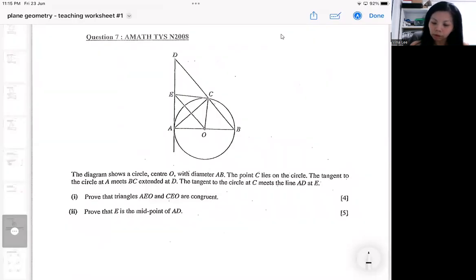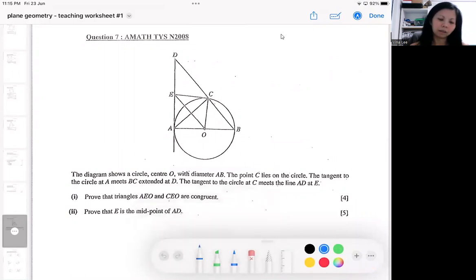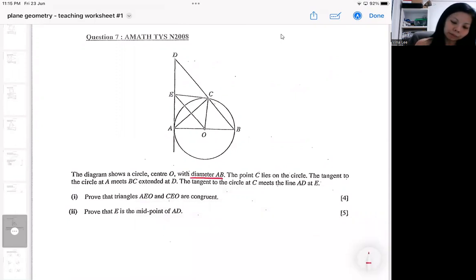Okay, so for this question, it is a sample question of plane geometry where the whole question can be done by congruency and similarity. So I'm going to show it to you. When you approach a question, do be patient to read the information. So there is a diameter here.